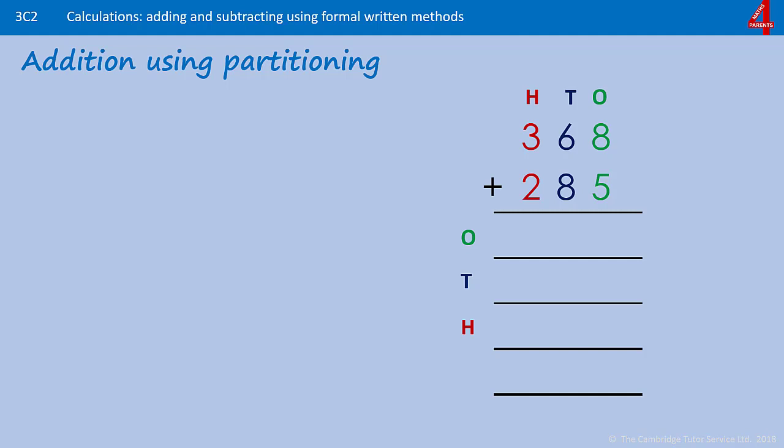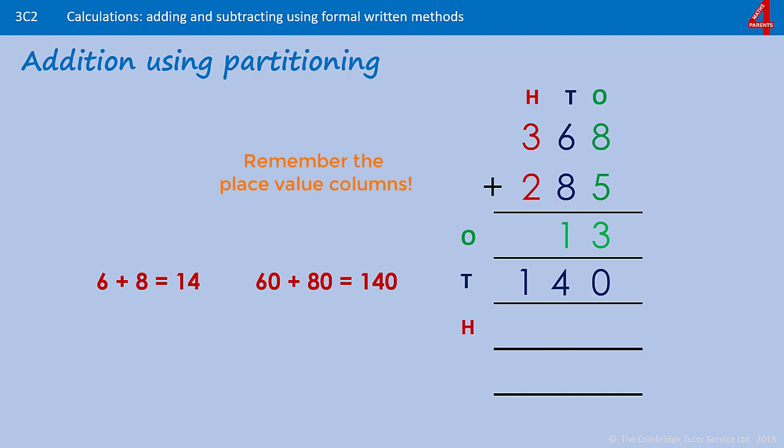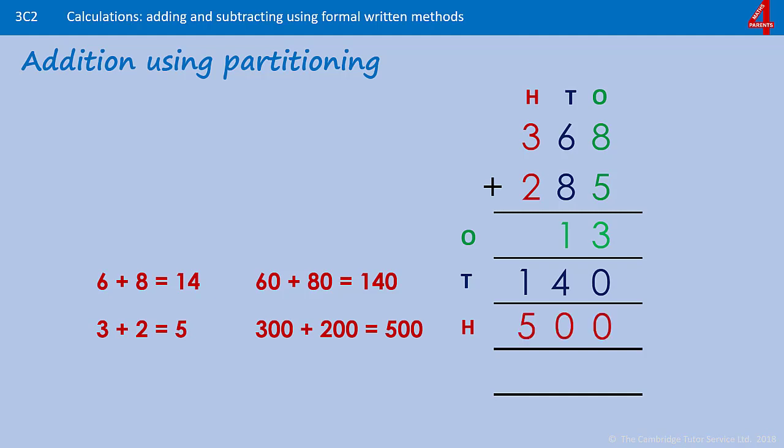For the ones, 8 add 5, that's 13. For the tens, it's 60 add 80. We know that 6 and 8 is 14, then 60 add 80 will be 10 times more than 14, and that's 140. For the hundreds, we have 300 add 200. We know that 3 and 2 is 5, so 300 and 200 is 500.